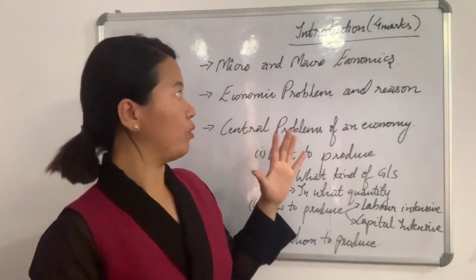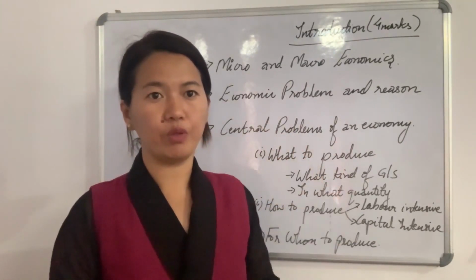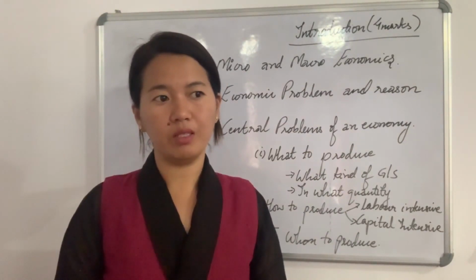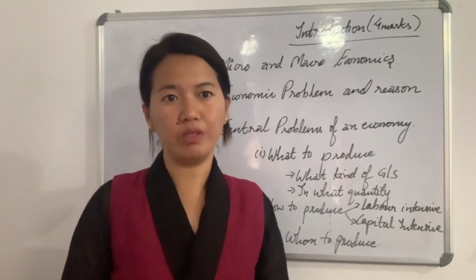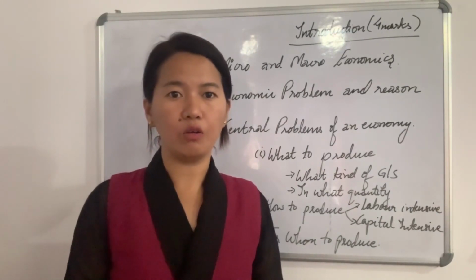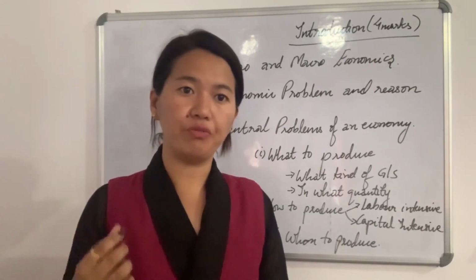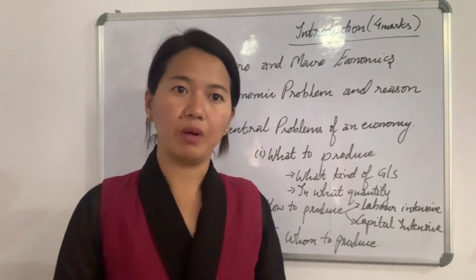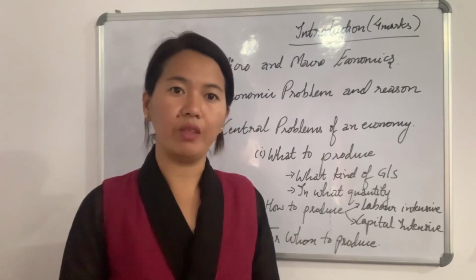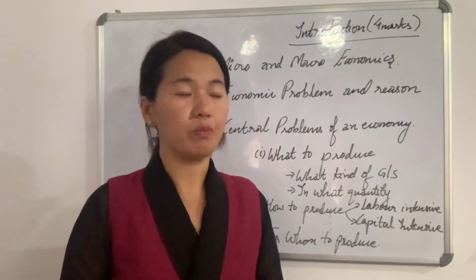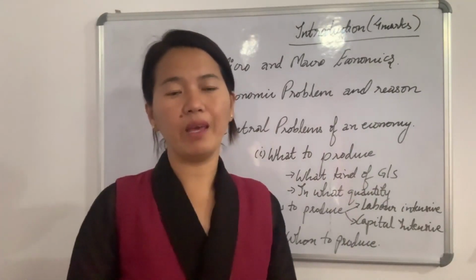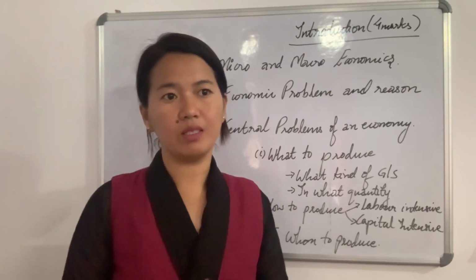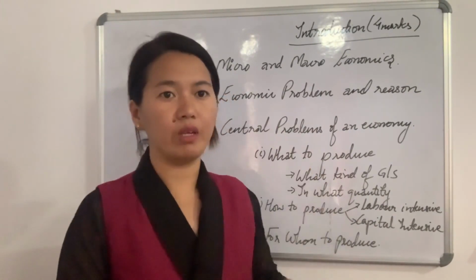On this board, I have written a few important points which we are going to learn today. The first one is micro and macroeconomics. Micro is the study of an individual economic unit, for example an individual household, individual demand, an individual firm, or studying an individual market. That is microeconomics, the study of an individual economic unit. Whereas macroeconomics is the study of the economy as a whole. We are talking about the nation as a whole, so it is a larger or wider concept than microeconomics.